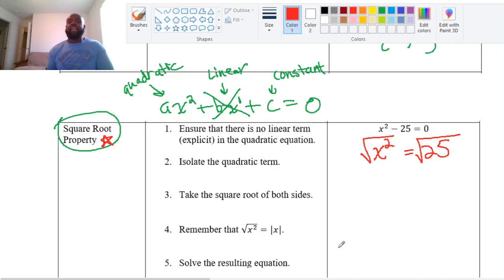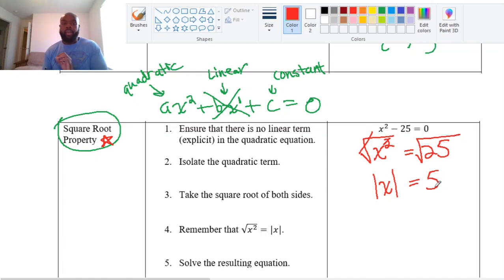And one of the things that people often forget is that when we have variable expressions, remember, variables can equal both positive and negative numbers, right? Well, when we take the square root of x squared, the square root and the square cancel, and we're left with actually the absolute value of x. And the square root of 25 is 5.